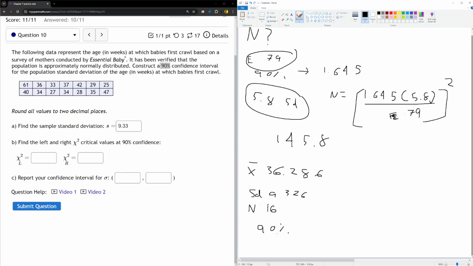That's what I'm messing up. I forgot how to do. Okay, cool. Let's get math in. 1 minus 0.9 is 0.1 divided by 2 is 0.05.